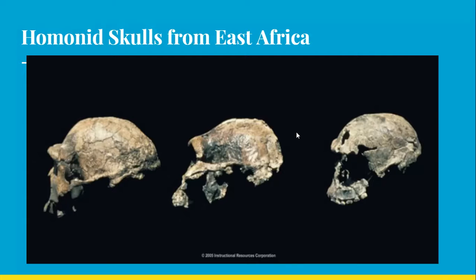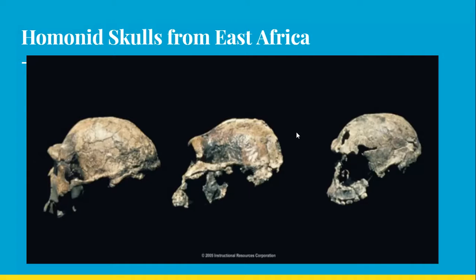This image is of some hominid skulls from East Africa. From right to left, they are the Australopithecus africanus, and then the Australopithecus boisei, and Homo erectus, which one most closely resembles a human skull. Looking at those, which one do you think most resembles a human skull? Hopefully, you are thinking the one on the right.